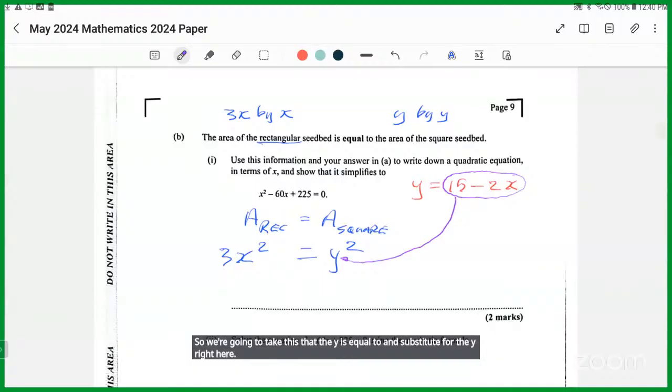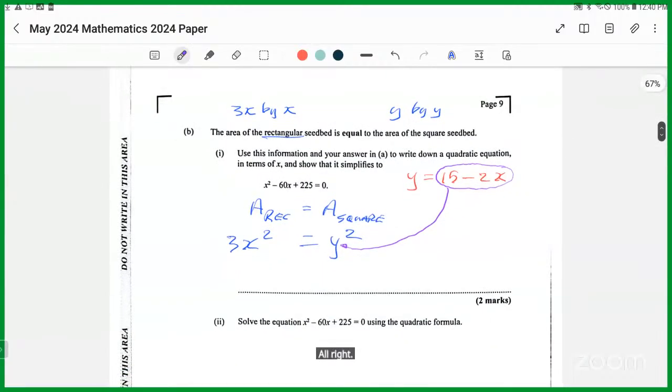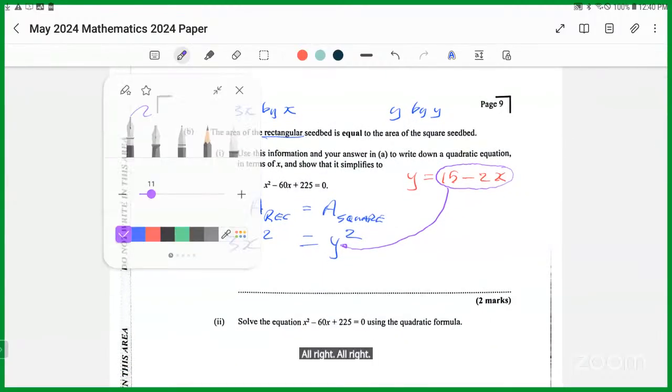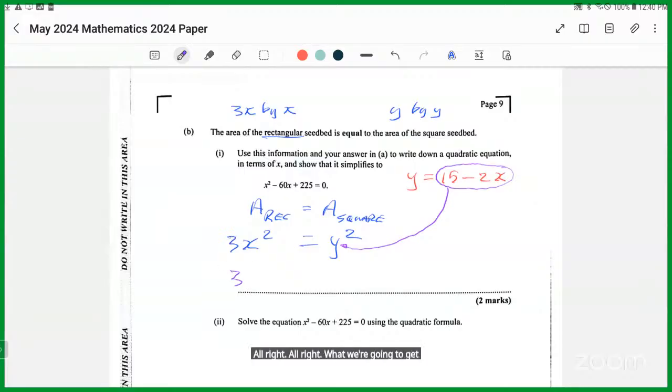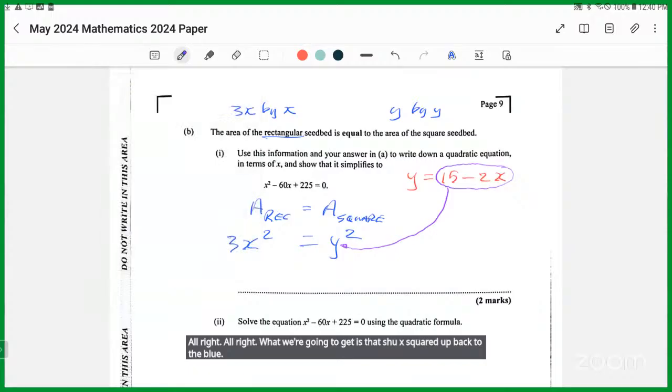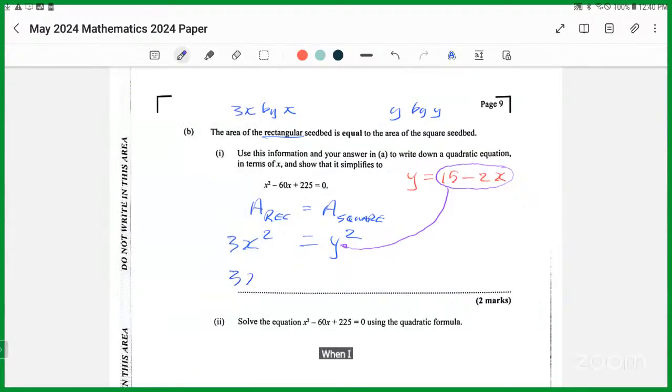All right, we don't have a lot of space. But what we're going to get, back to the blue, is that 3x squared is equal to 15 minus 2x all squared. And then we need to expand this out.